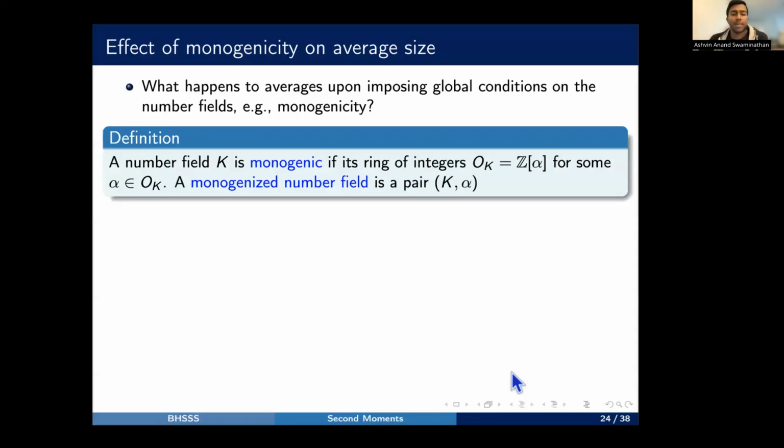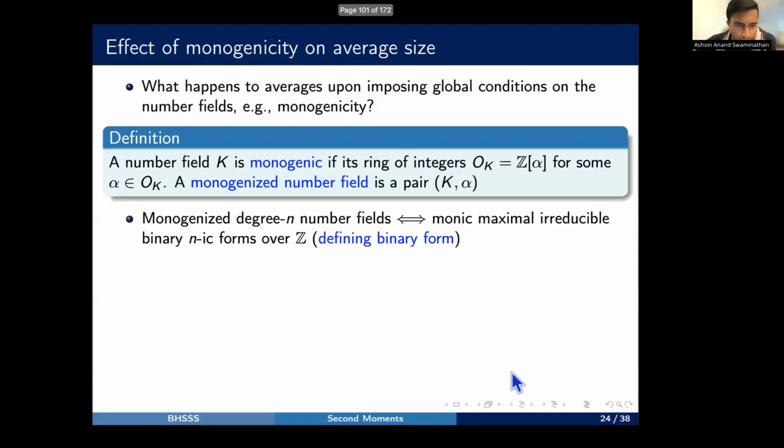Well, a number field is monogenic if its ring of integers is Z adjoin alpha for some integer alpha. And a monogenized number field is what we refer to as a pair (K, alpha), where K is a number field and alpha is a monogenizer of it. Monogenized degree n number fields are in bijection with monic binary forms over the integers that are maximal in the sense that they define an integrally closed ring. This is what we refer to as the defining binary form of a monogenized number field.